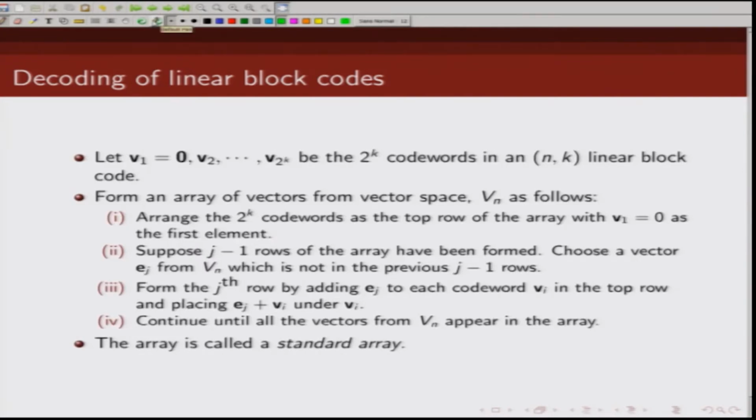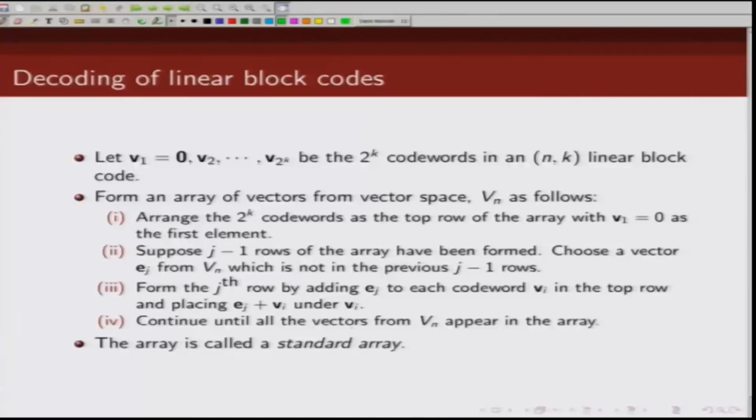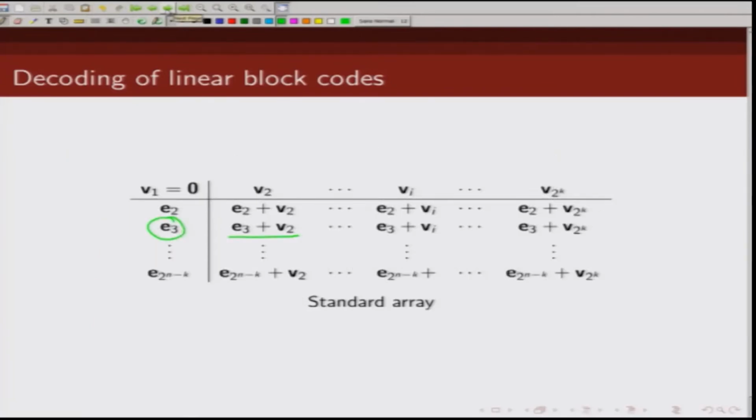Form the jth row by adding E j to each of these code words in the top row and placing E j plus V i under the same column as V i. And we will continue doing this until all n bit vectors have been put in this standard array. And this array formed in this way is known as standard array. So, this is how your standard array will look like.